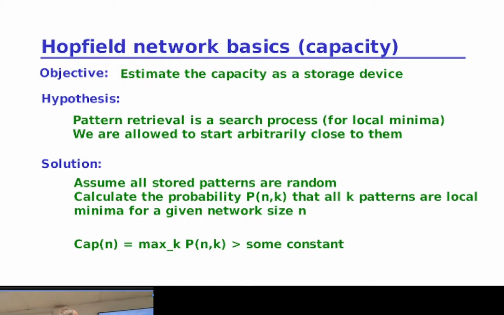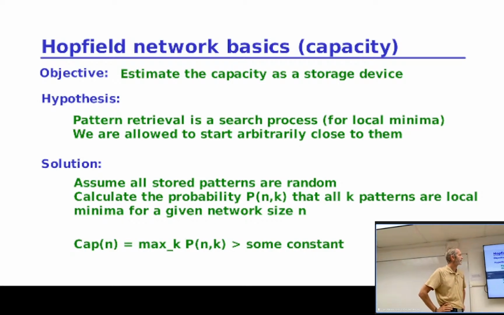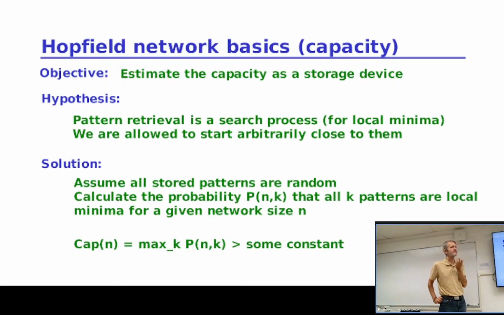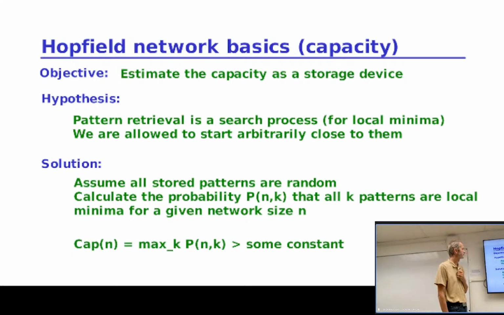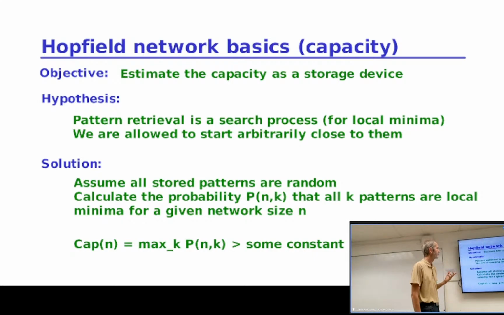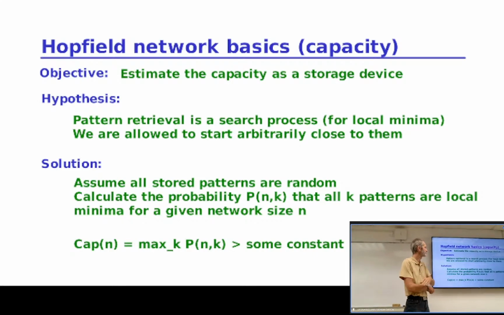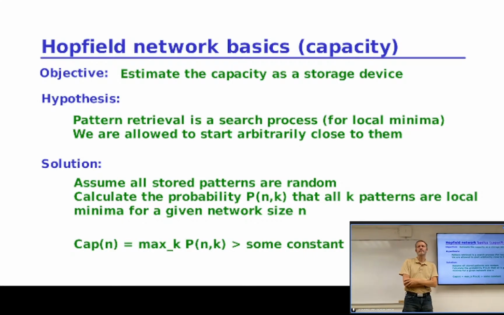Okay, so we want to, as I said, estimate the capacity. I will explain now how you can estimate the capacity of this network. And the idea is simply that this pattern retrieval is a search process for local minimum. And that's the important point. We are allowed to start arbitrarily close to those minima.